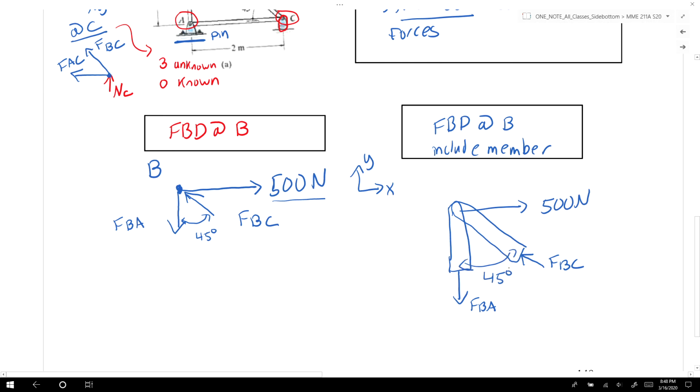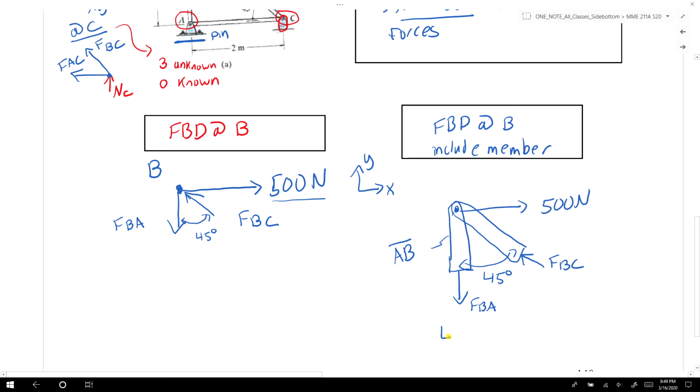What I'd like you to see here is that if we look at FBA, you can see that it is pulling on our member. This section here is supposed to represent member AB, and you can see that it's getting pulled. The force BA is pulling on this member.